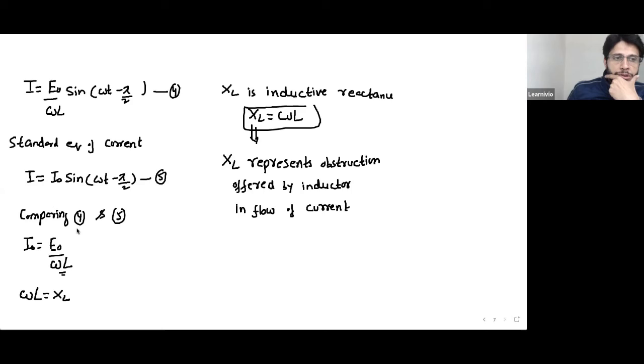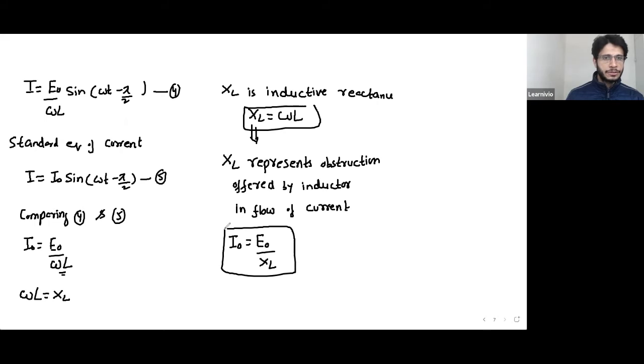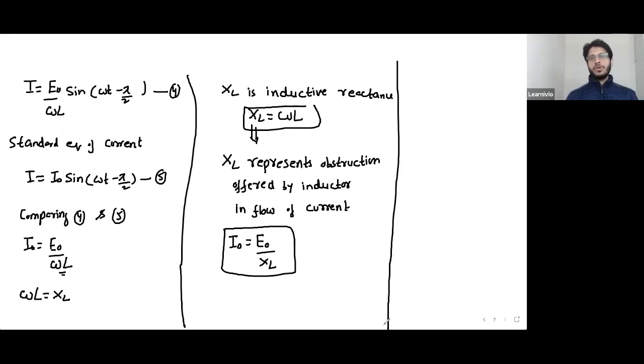Mechanisms are different. So in this equation, if I substitute XL instead of omega L, I will write this as I naught is equal to E naught divided by XL. This is the peak value of current, which is the peak value of EMF divided by inductive reactance XL. So in a resistor, the peak value of current was E naught by R. Now this is E naught by XL.